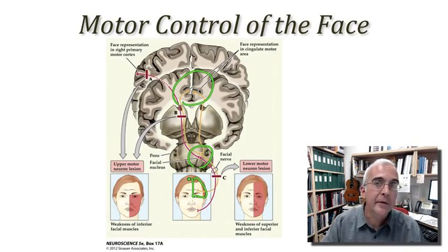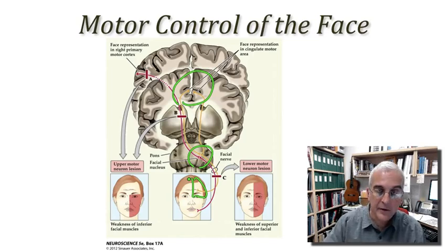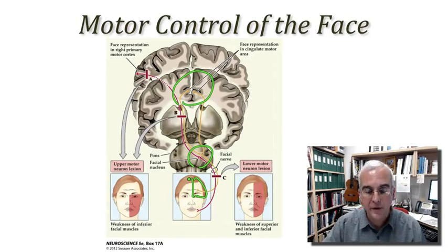In fact, it's quite difficult to have a lesion in the brain that produces motor weakness in the upper part of the face because of this bilateral pattern of innervation. So even a unilateral stroke involving the anterior cerebral artery is likely to have spared motor control for the upper face.